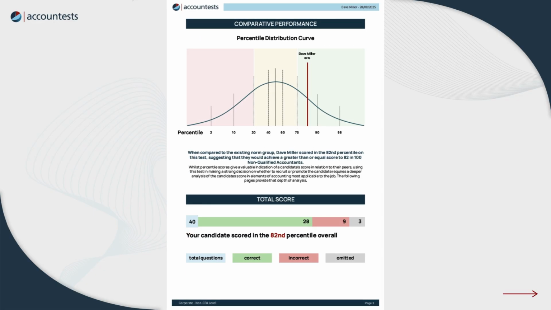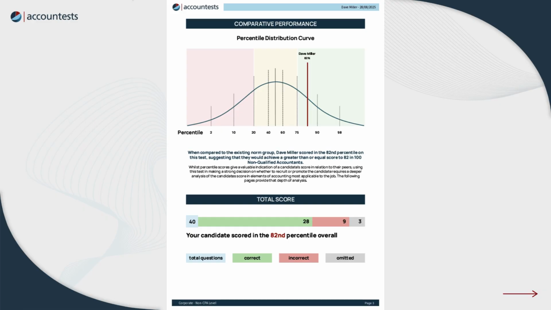If we go through to the next page, this is the most important. So at the top of the page you'll see the bell curve. This is where you can see how your candidate did compared to our norm group. When we developed this test, what we did was get a whole lot of appropriately qualified accountants to go through the question set to create a norm group, and then you're able to see how your candidate did compared to that norm group.